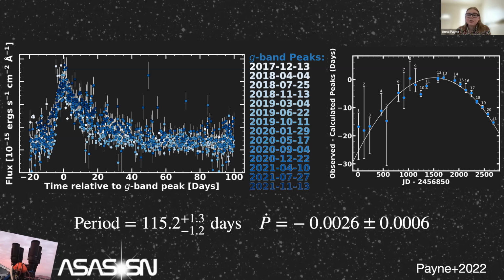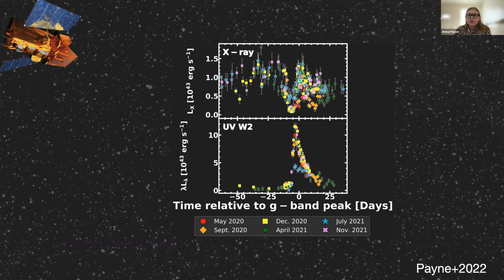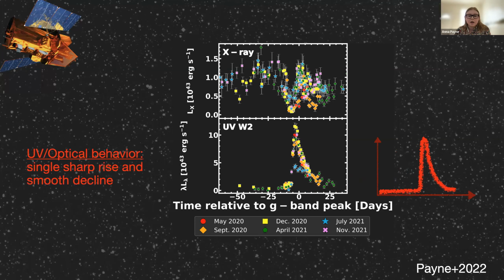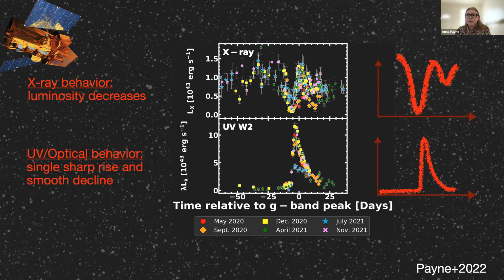The flares are very consistently characterized by a rapid rise to peak, followed by a shallower decline. These flares are also detected in the X-ray and the UV. As revealed by Swift, the UV mimics very closely the optical behavior, with this very rapid rise and shallower decline, but the X-ray behaves completely differently. As opposed to a brightening, the X-ray is actually dim, on very similar rapid timescales of about 4 days.